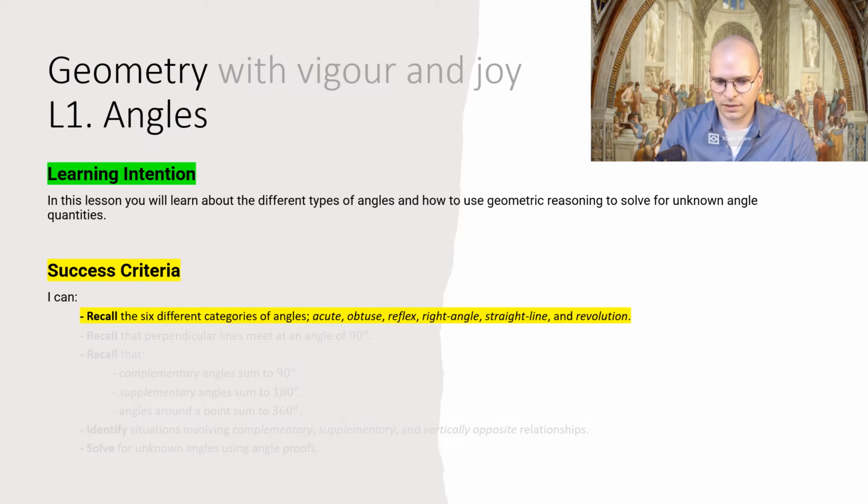Checking your success. By this part of the video, you should be able to recall the 6 different categories of angles: the acute, obtuse, reflex, right angle, straight line, and revolution. If you don't remember these yet, then go back and rewatch the video and write down the questions.